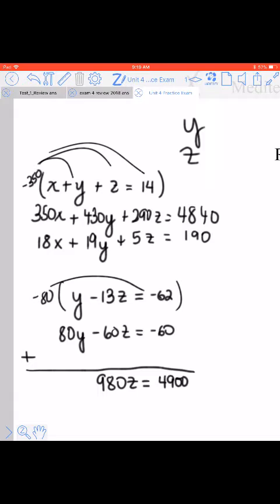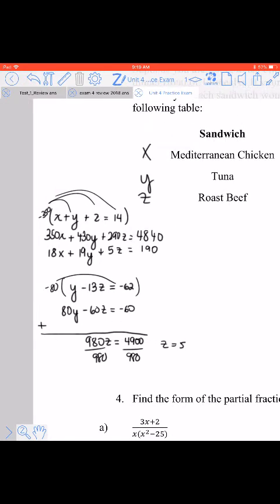So now to get z by itself, I divide by 980. 4,900 divided by 980 is 5. So it looks like z equals 5, so that means we're going to be having 5 roast beef sandwiches out of the 14 meals.